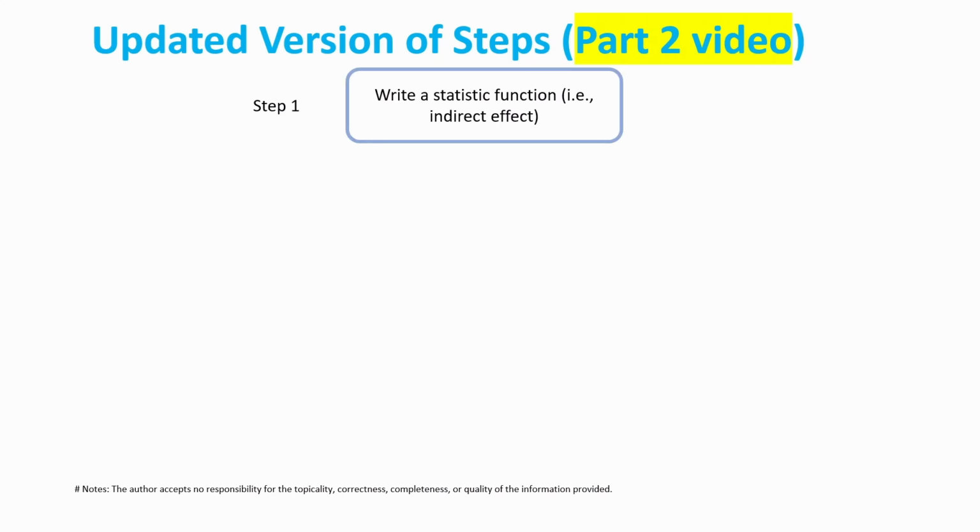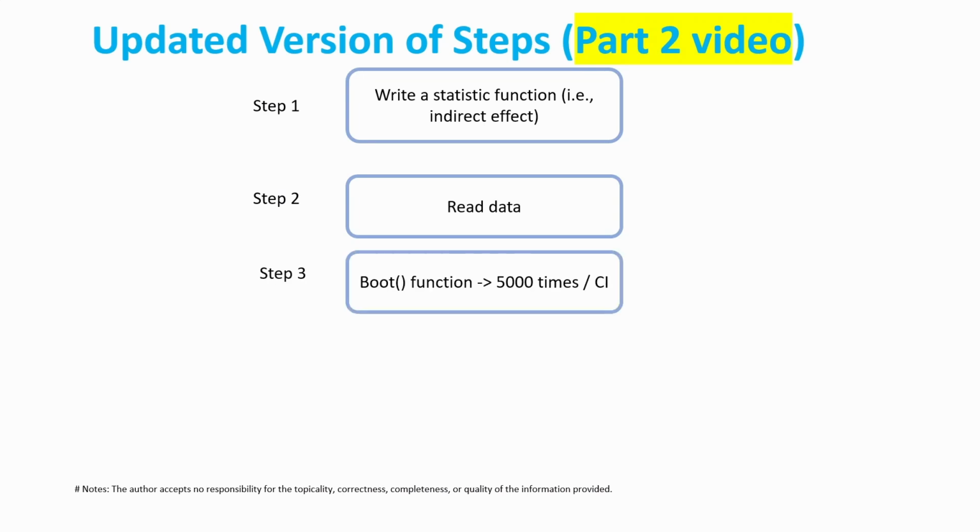The first step is to write a function to calculate the indirect effect. That's the first step in the R code. In the second step, we are going to read the data. This data set I simulated myself using R. If you are interested in how to simulate data for a mediation model, you can tell me and I can make another video. But at this moment, I haven't made any video about that. You can read this data set from GitHub, and there's a link down below.